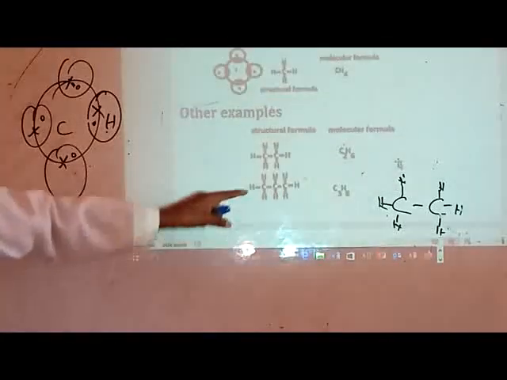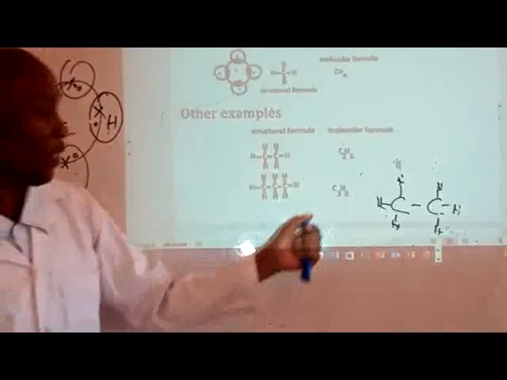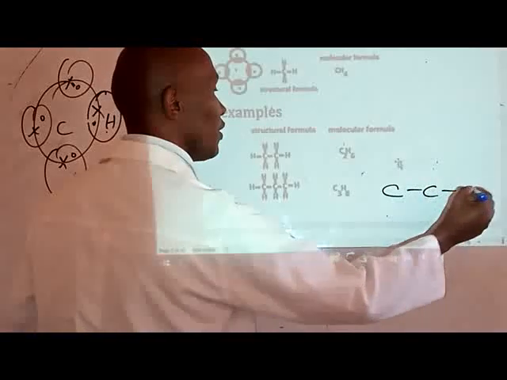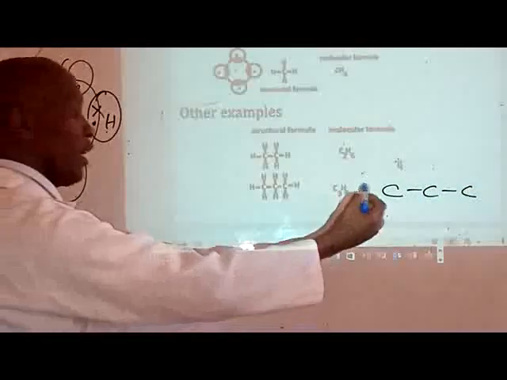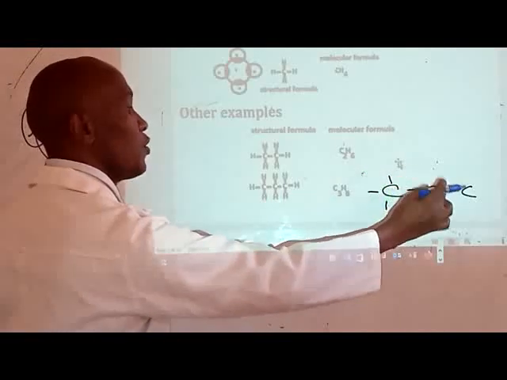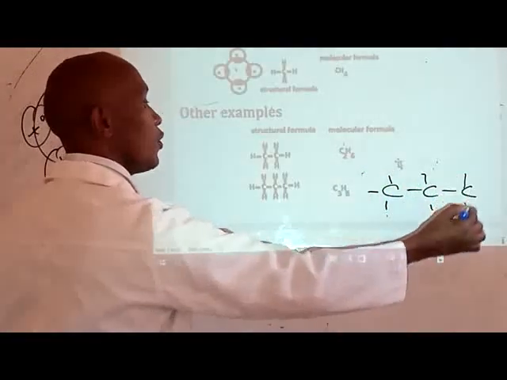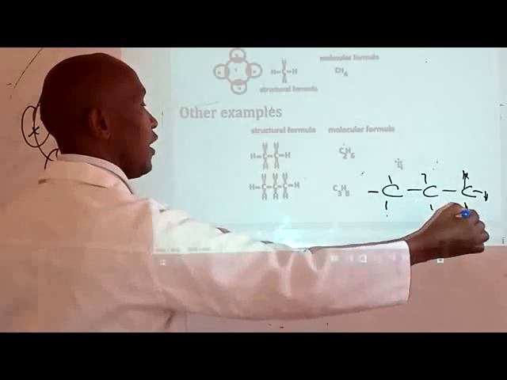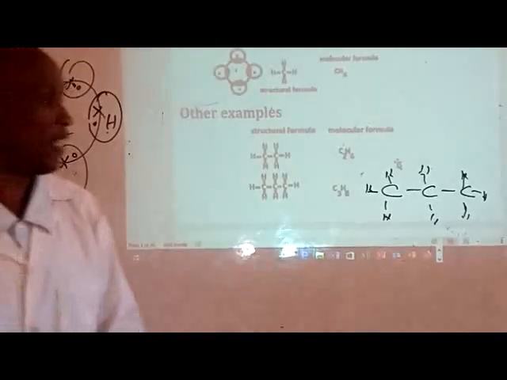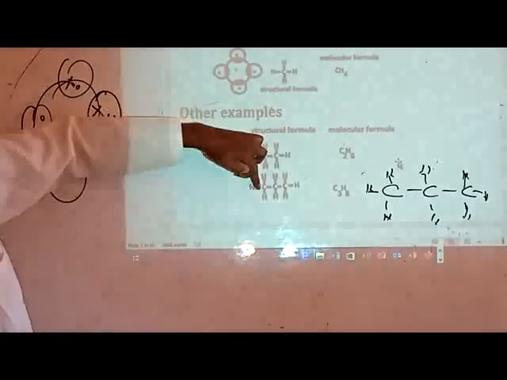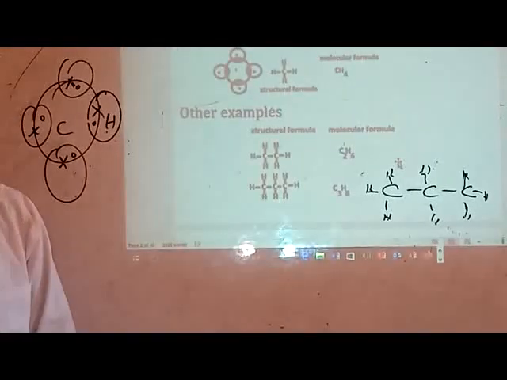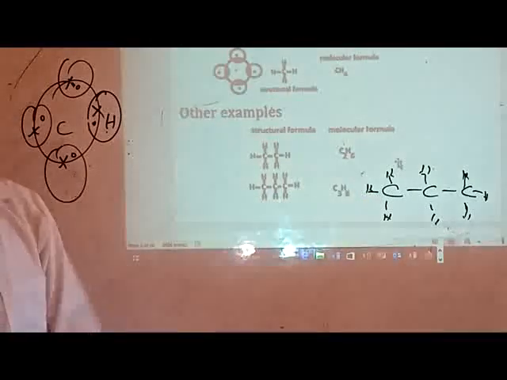You could have yet another one, the third one. And how did I come by it? This is what I've done: carbon, carbon, carbon. Each one bonds 1, 2, 3, 4, and the rest are hydrogens. That is the third, the structural formula and molecular formula of the third of the alkanes.